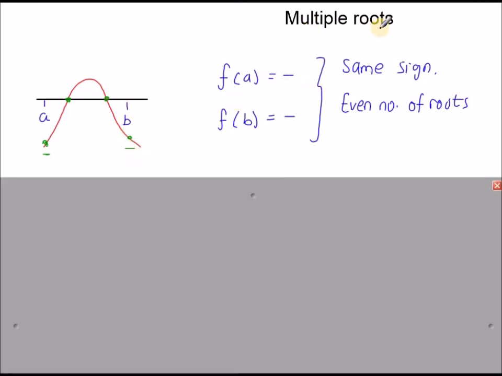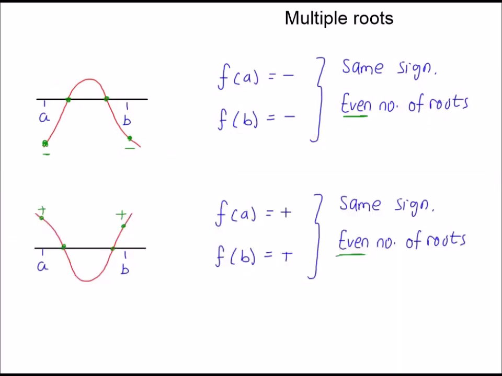So if you have multiple roots and the signs are the same, so they could be both negative or both positive, it means you have an even number of roots. So in this graph you can see that you have multiple roots, the signs are both positive, so they are the same, so we have an even number of roots like we did here.